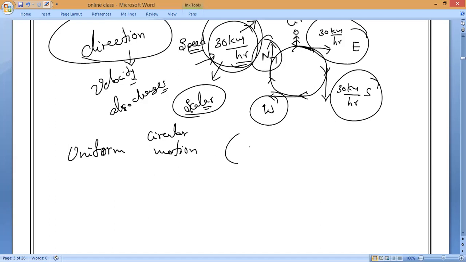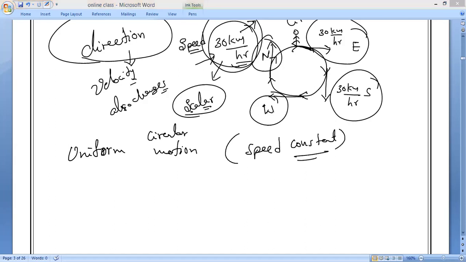When the body is traveling with a uniform speed, which we can also call constant speed, the same speed, in a circular path, that motion is called what? Uniform circular motion. Okay. In uniform circular motion, the speed is uniform, as the body travels equal distances in equal intervals of time, but the velocity of the body is not constant. Why, guys? The velocity of a body moving in a circle is not uniform.